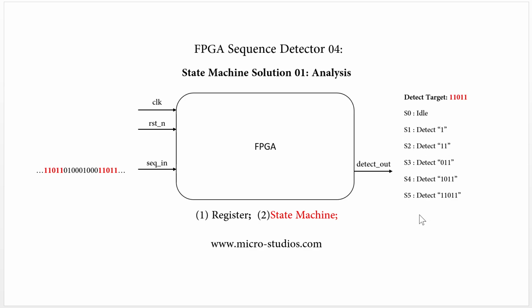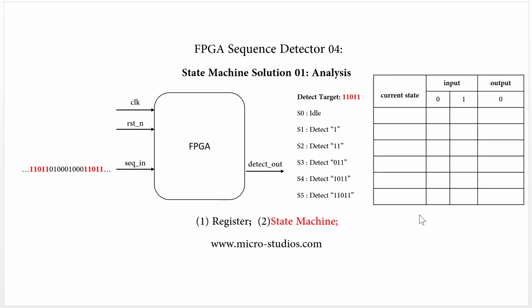Okay, let's take a look at this table. This transition table. The first part is the current state. This is the current state here. The next part will be input. The input will be 0 or 1, either 0 or 1. Okay. The output will be 0. Output is here. Input is here.